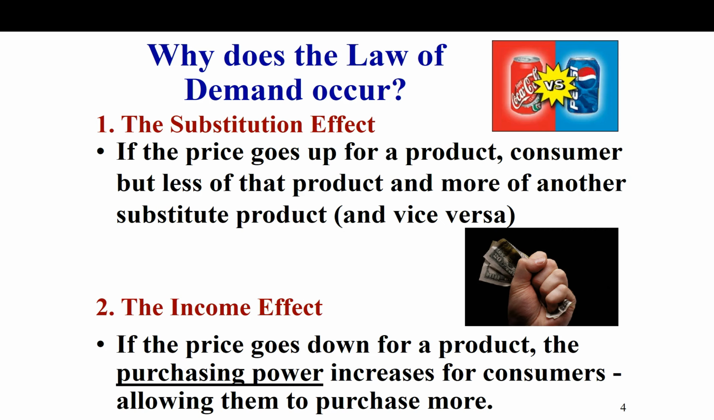Part of it can be explained by the fact that as the price of one thing goes up, assuming there are adequate substitutes, demand for the substitute will go up and the quantity demanded of the original product will decrease.